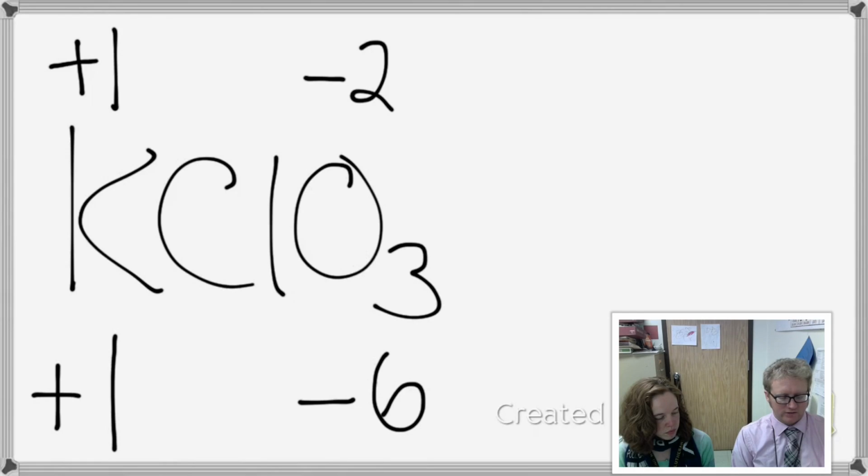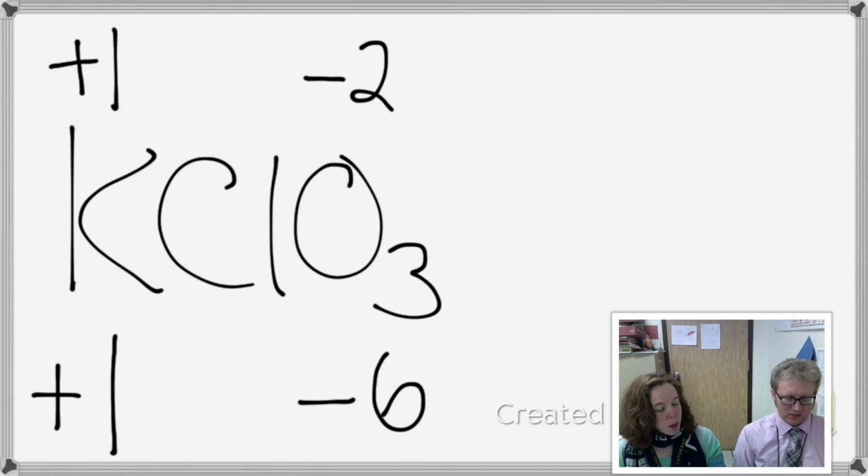Can I bring down that plus 1? Yeah. So we know that all of them together have to equal 0. That's the last rule. Earlier, if we only had one of something, we didn't really have to do the algebra. There's too much stuff to keep track of here. So what do potassium plus chlorine plus oxygen all have to add up to? They all have to equal 0.